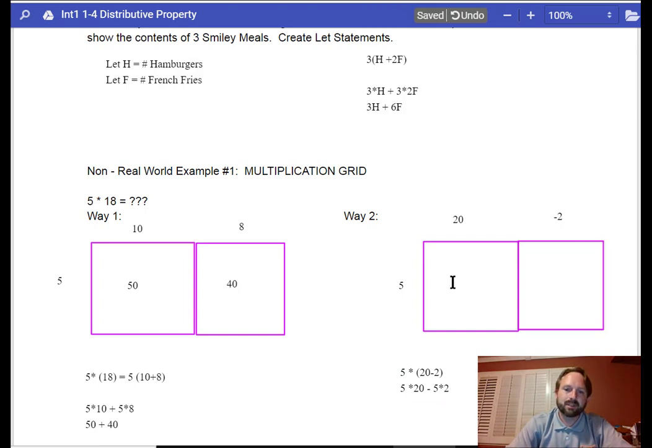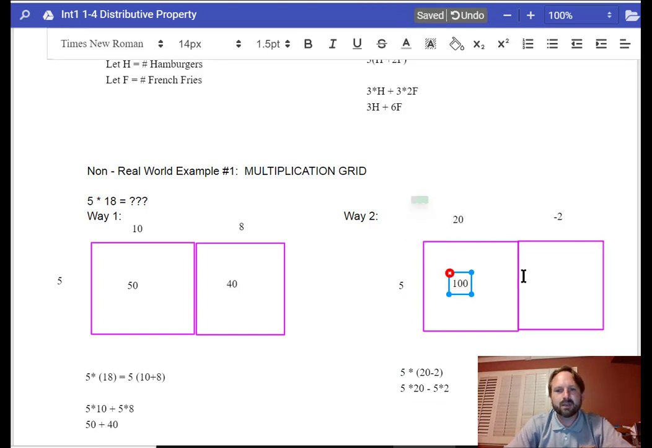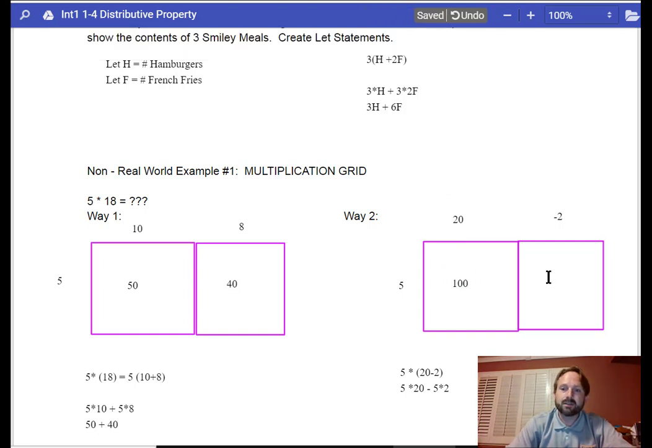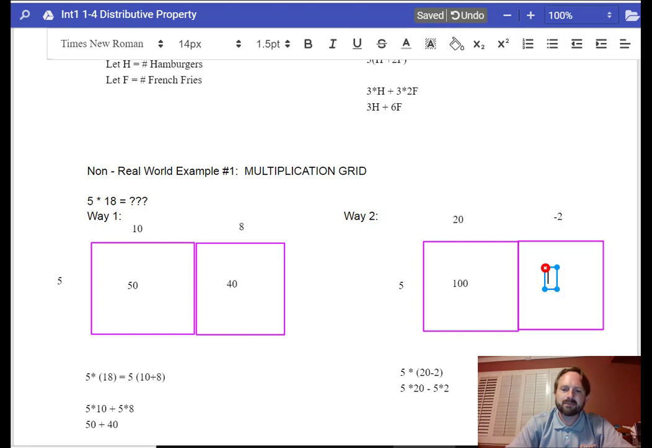So I'm going to type in here 100. 5 times 2 is 10. So 5 times negative 2 would be negative 10. And if we combine those, we get 90. Same answer as the other one. So there's multiple ways for you to use this. My favorite way is with fractions. Let's continue.